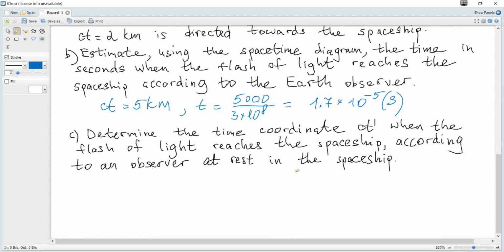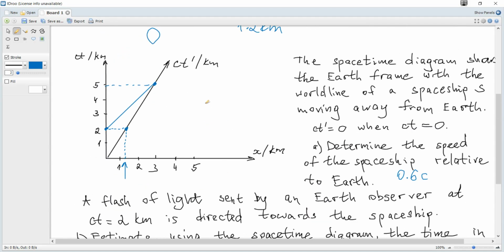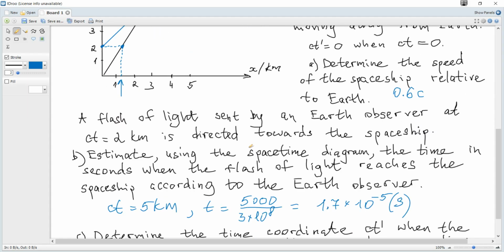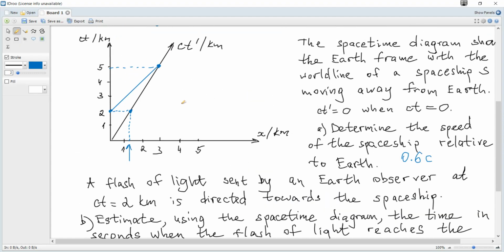The next, determine the time coordinate ct prime when the flash of light reaches the spaceship according to an observer at rest in the spaceship. So we need the same event but in ct primed coordinates. This event, that this signal reaches the spaceship, but in the moving reference frame. And also there are two ways. The first is just how to find this coordinate if we know the coordinate of the same event on the ct axis.